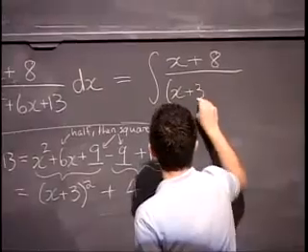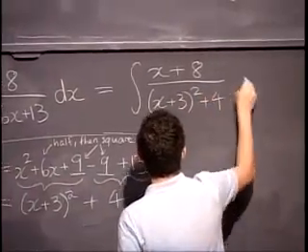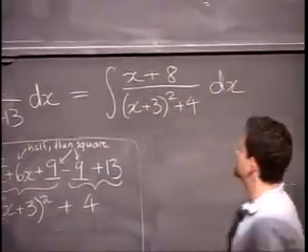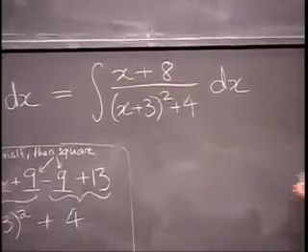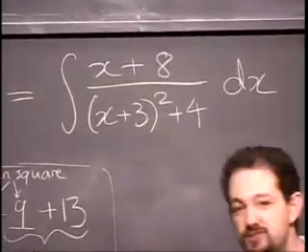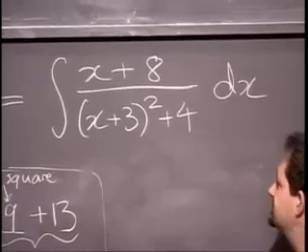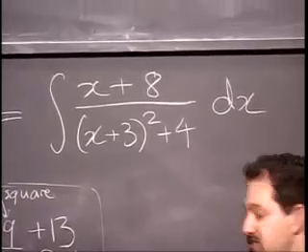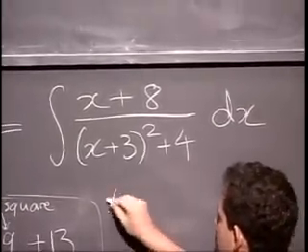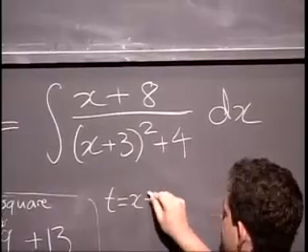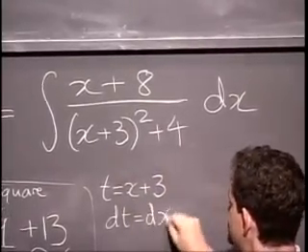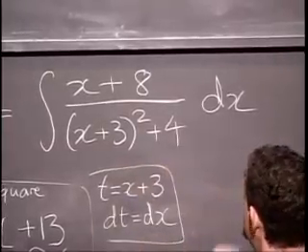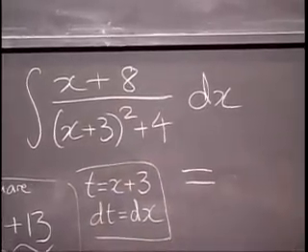So in this case, you get the integral of x plus 8 over (x plus 3) all squared plus 4. Again, we haven't done any calculus. This is just pure algebra so far. Now, let's do a substitution. Let's put t equal x plus 3, so that dt is dx. What does this integral become?